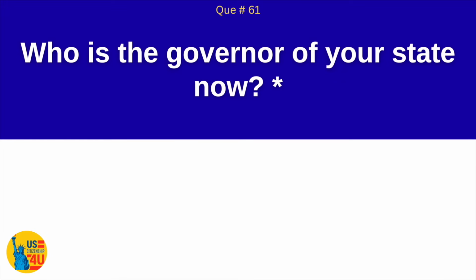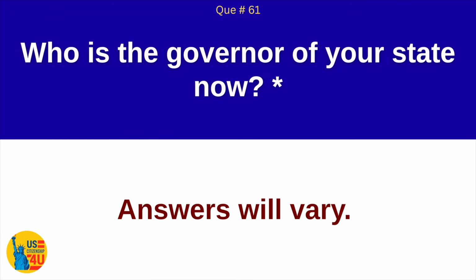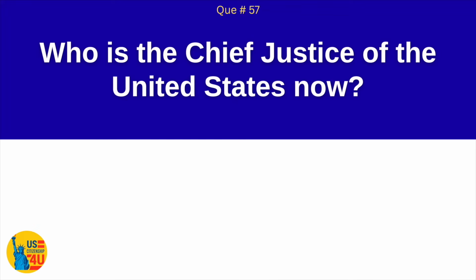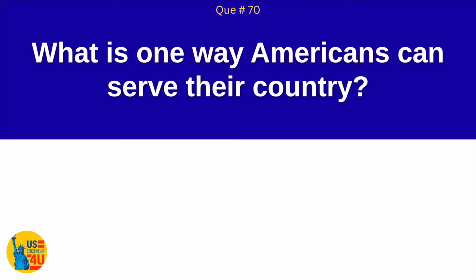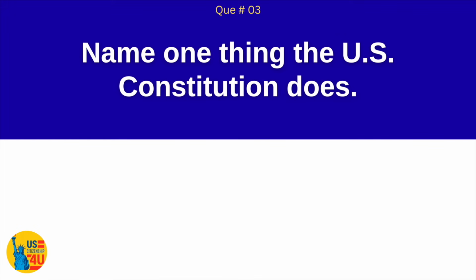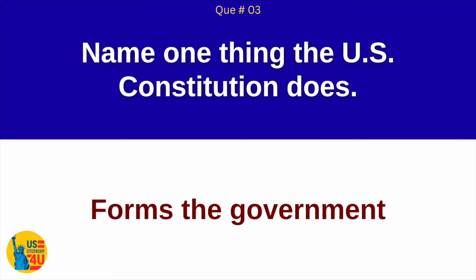Who is the governor of your state now? Answers will vary. Who is the Chief Justice of the United States now? John Roberts. What is one way Americans can serve their country? Vote. Name one thing the U.S. Constitution does. Forms the government.